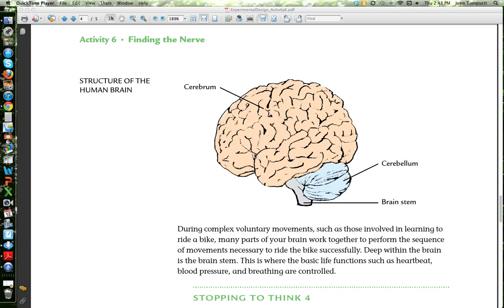During complex voluntary movements, such as those involved in learning to ride a bike, many parts of your brain work together to perform the sequence of movements necessary to ride the bike successfully. Deep within the brain is the brain stem. This is where the basic life functions, such as heartbeat, blood pressure, and breathing, are controlled.